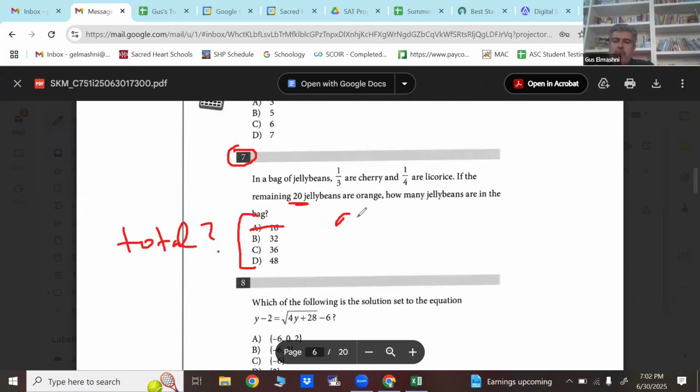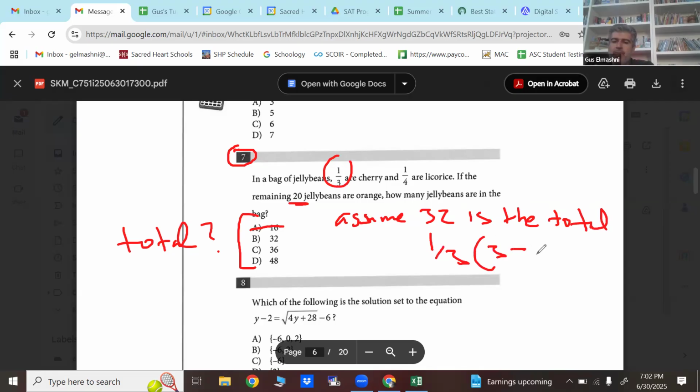Okay, now assume 32 is the answer, or is the total. Here's a problem if you assume 32 is the total. 1/3 of 32. Does that come out clean? No. Comes out pretty messy, right? Not saying for sure it's wrong, because maybe you could cut the jelly bean in half, whatever. But I have a feeling B is not going to make sense. So I'm going to get rid of B because it's a fraction.